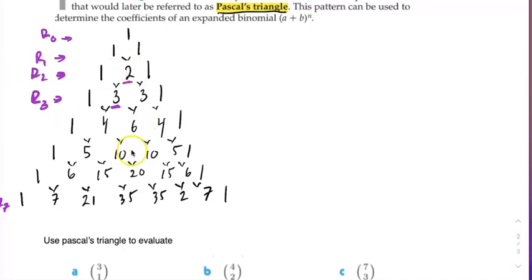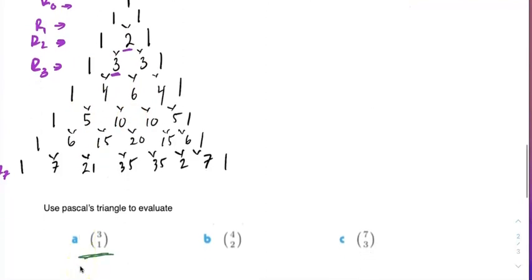Okay, so how do we use it to evaluate Pascal's triangle? Let's look at 3 choose 1 right here. To evaluate 3 choose 1, we need row 3. So here's row 3. Just to show you, I'm going to rewrite it up here so we have some context. So here's my row 3.